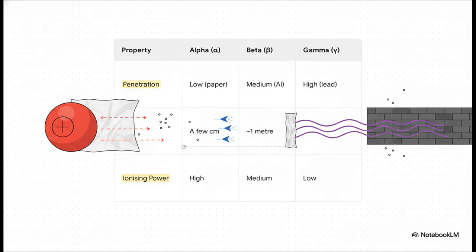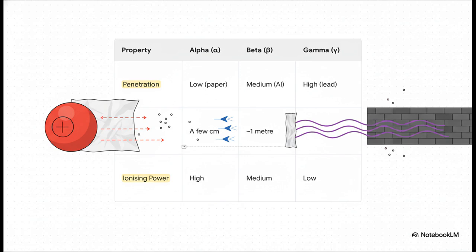Okay, this slide is absolutely crucial. Comparing these properties is a classic exam question, so let's lock it in. Alpha particles are big, they're heavy, they're highly charged. This means they bump into everything, which is why they're so easily stopped, even by a sheet of paper or your skin, and they only travel a few centimeters in air. But all that interaction makes them highly ionizing.